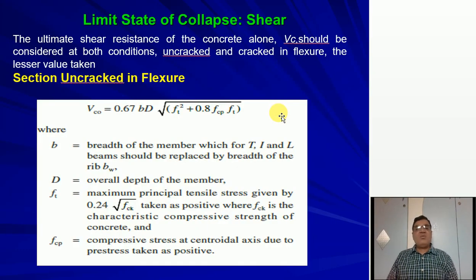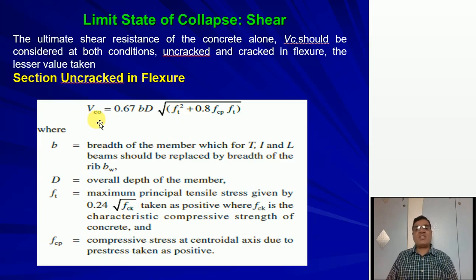Well, now the earlier slide was related to flexure. The next slide is related to the limit state of collapse, shear. Here the shear capacity of the section is to be taken as the lesser value from the section uncracked and cracked in flexure. So this is the section uncracked in flexure.